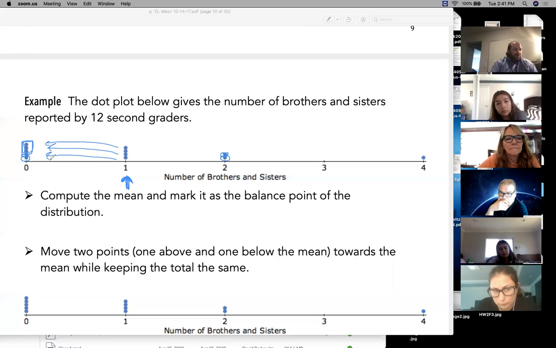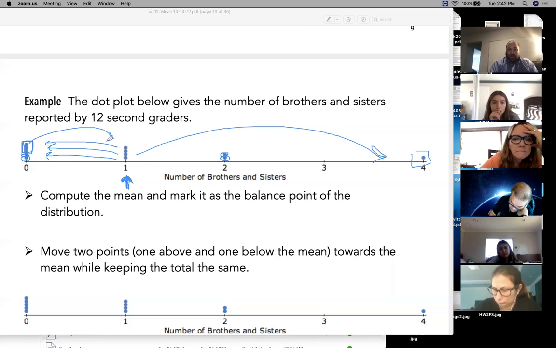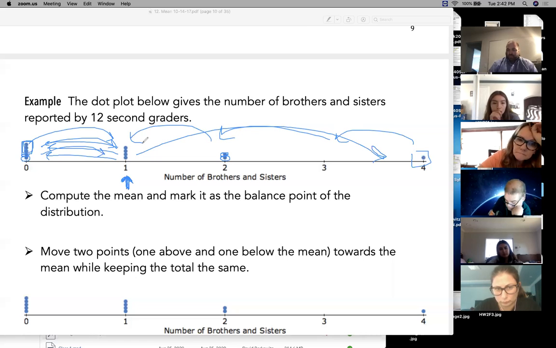How do I balance 3 guys that are 1 to the left? By having 1 guy that's 3 to the right. This 1 guy is 3 to the right, correct? And these 3 guys are 1 to the left. So I can think of moving 1 and moving 1, moving 1 and moving 1, moving 1 and moving 1.